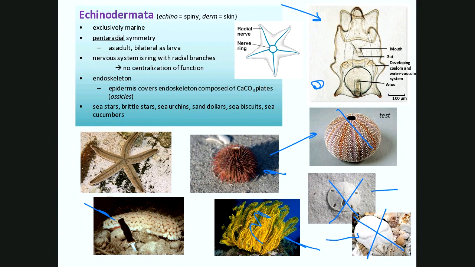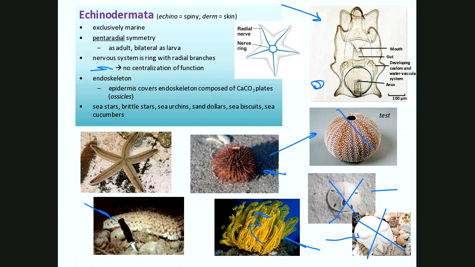Not much of a nervous system, not really a brain in these guys either. They have a nerve ring and then some radial nerves that extend out in the arms, but no brain, no centralization of function, which is, again, kind of a little bit of a throwback, right? Because insects have brains. You saw the brain of the crayfish. So we come to these guys, and they've actually kind of gotten rid of the brain, or at least a true brain. They have an endoskeleton now.